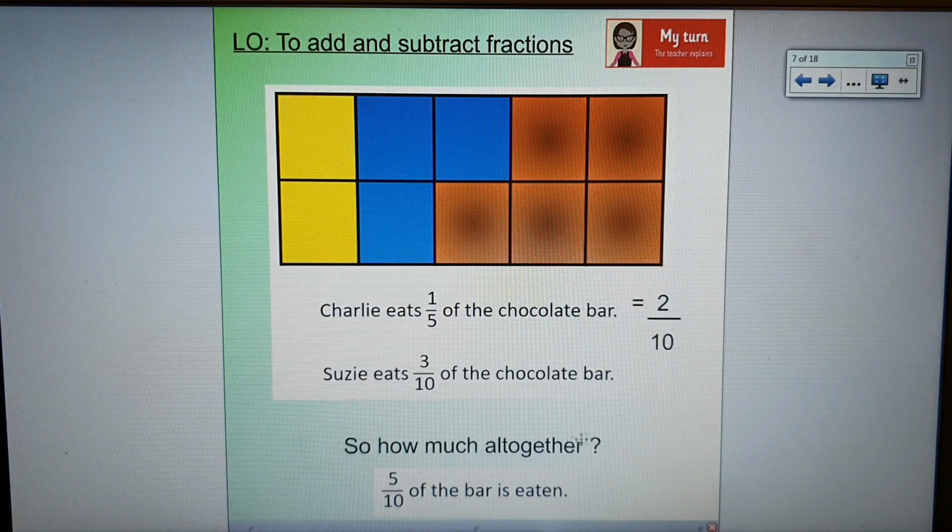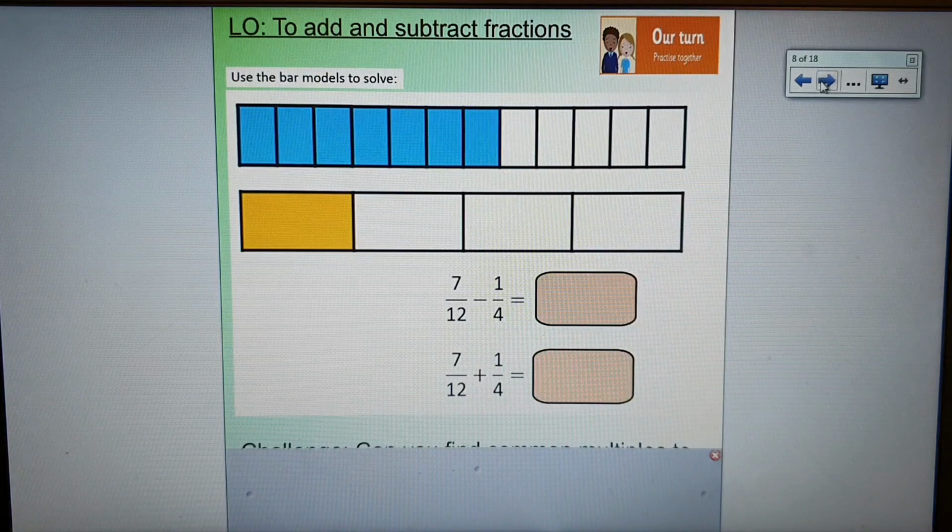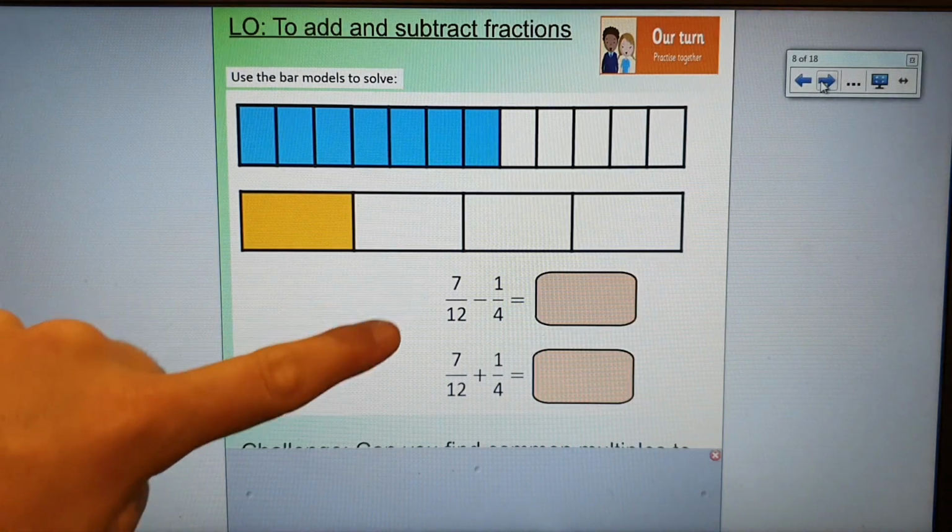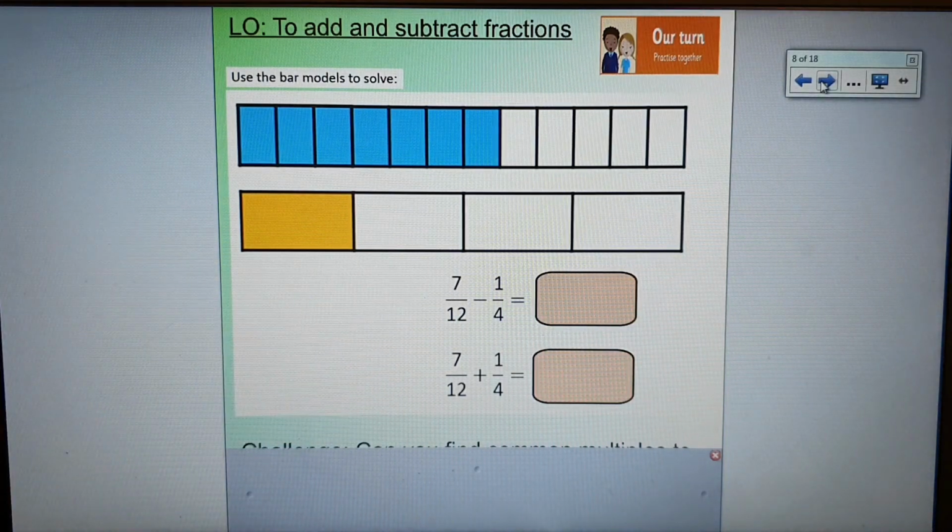Right, let's move on. So this is our turn. I'm going to let you guys have a little go on your own and then we'll discuss it together. So there are some bar models at the top to help you solve these 2 questions. Now, one is a takeaway, so look very carefully, and one is an add. So I'd like you to pause the video, have a little think of what we've done, and have a little go for yourself, and then we'll talk about it together.